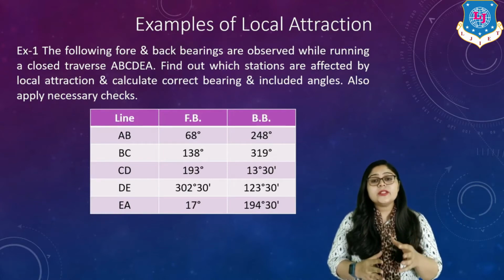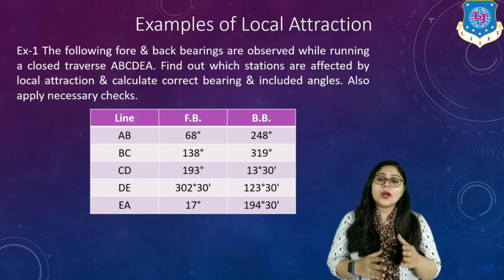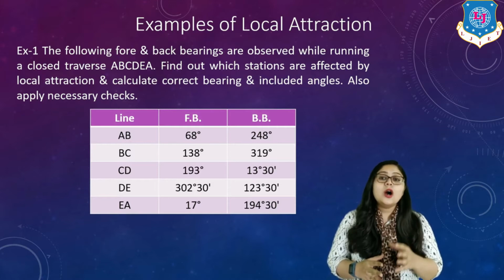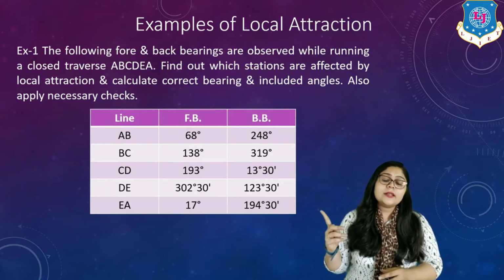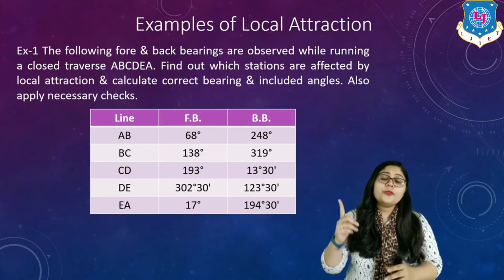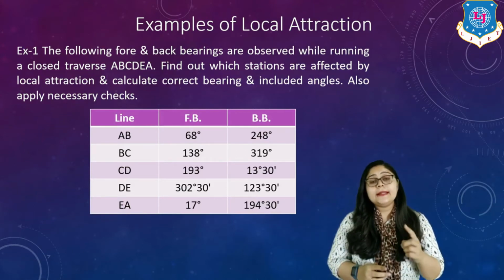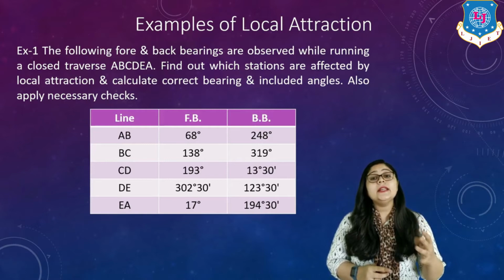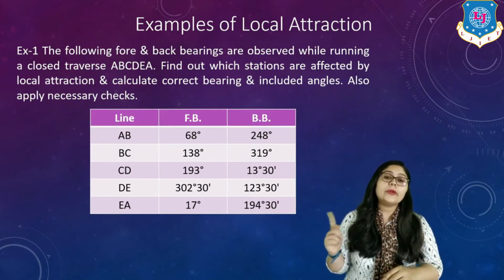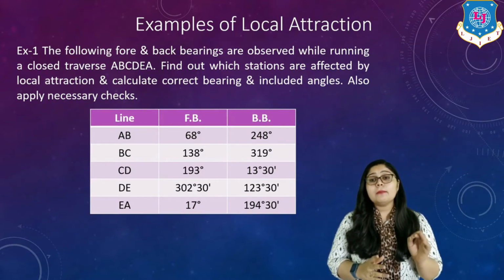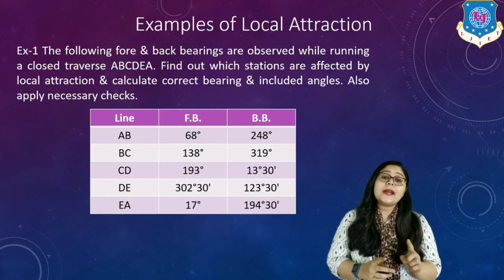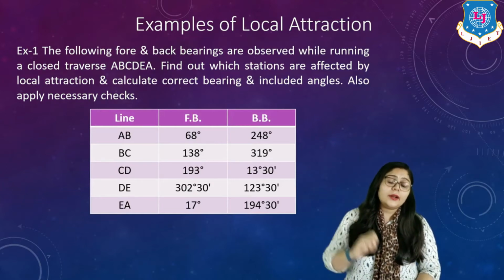Find out which stations are affected by local attraction and calculate correct bearing and included angles. Also apply necessary checks. Here on this table, different lines are mentioned like line AB, BC, CD, DE and EA. Here 5 lines are there having their own fore bearing and back bearing. But in the example, it is clearly mentioned which stations are affected by local attraction.